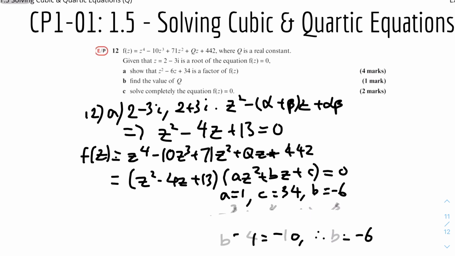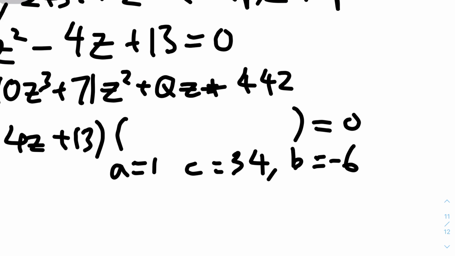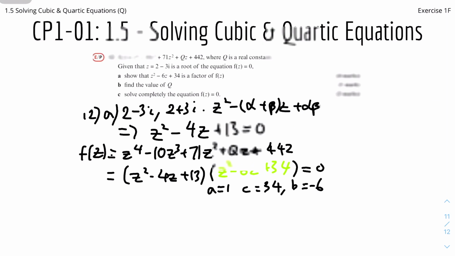So b equals minus 6, right? And we can already notice that we already have the quadratic equation right here. Therefore, this will be equal to az squared, which is just z squared, plus bz, b is minus 6, so it will be minus 6z, plus c, which is plus 34. And there we go, there we have the answer for this.